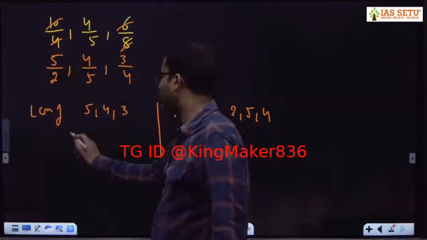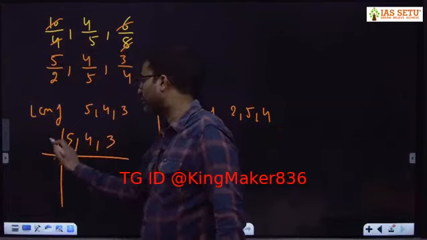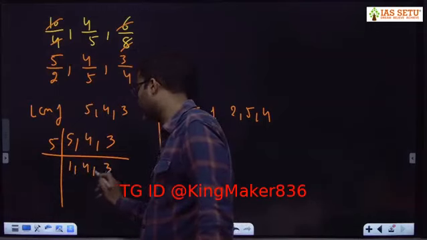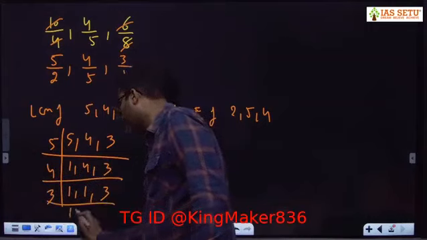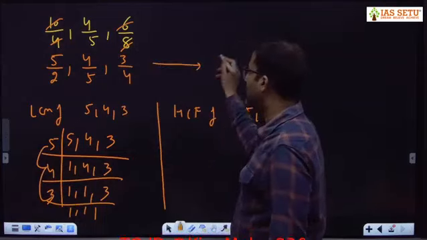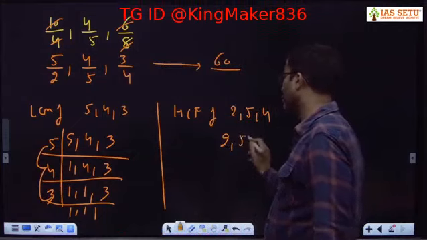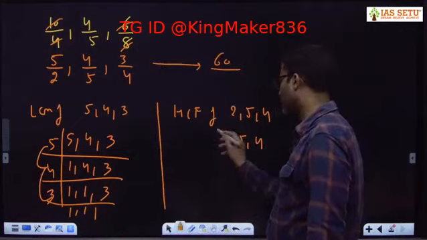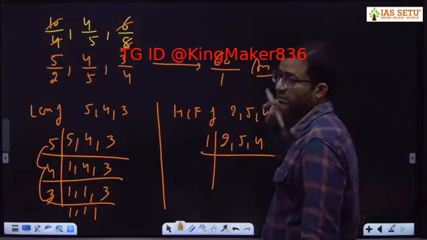So what is the LCM of 5, 4, 3? First you take 5 common, 1, 4, 3. 4 common, 1, 1, 3. 3 common, 1, 1, 1. So it is 60. So the LCM of the numerator is 60. For the HCF of the denominator, 2 and 5 are co-prime. So here we don't have any common factor other than 1. So your answer is 60 by 1.